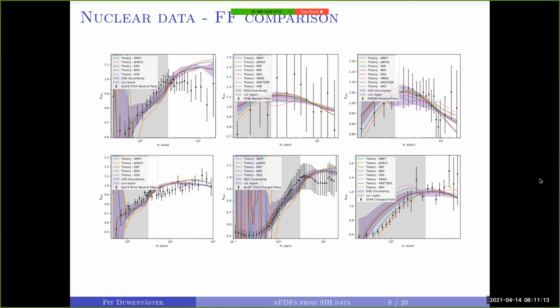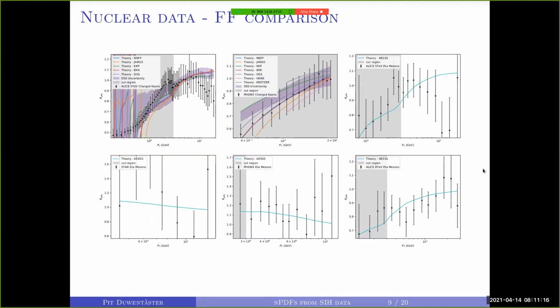So yeah, here's basically showing the same for charged kaons and the eta mesons. For the eta mesons, there's only one fragmentation function available, which is AESSS. And this fragmentation function also doesn't allow calculation of uncertainties, which is unfortunate, because we can't estimate how accurate our predictions for these eta mesons are.